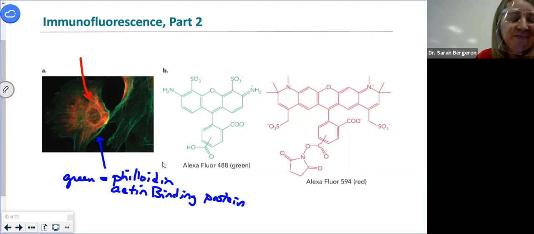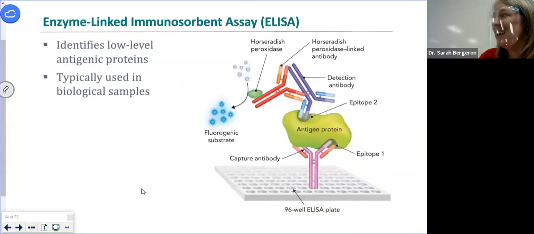Correct. Okay. So last assay, no, there's two. I take it back. There are two more with enzymes.